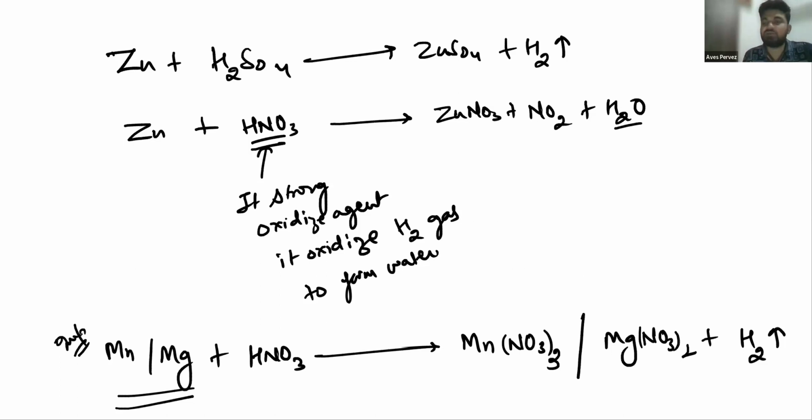So except HNO3, almost all acids can react with metals that are above hydrogen in the reactivity series and can produce hydrogen. Got it? Yes, sir. Note it down.